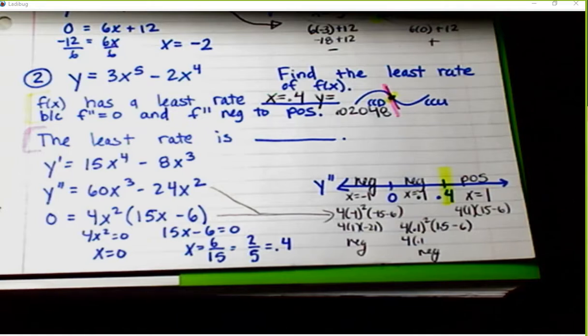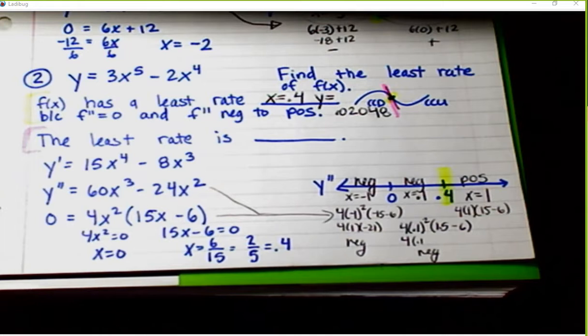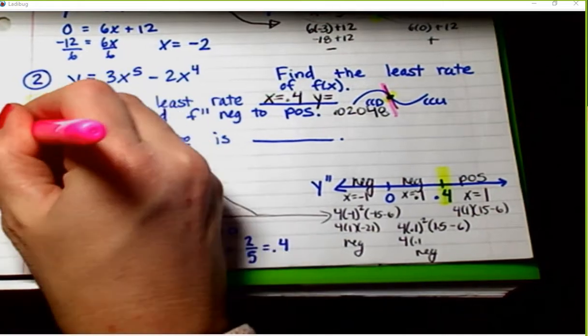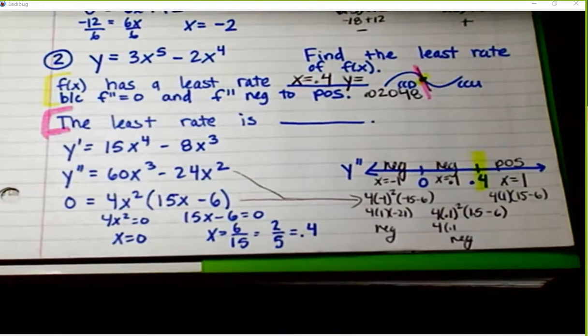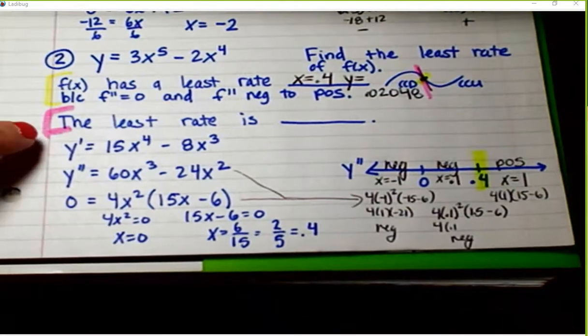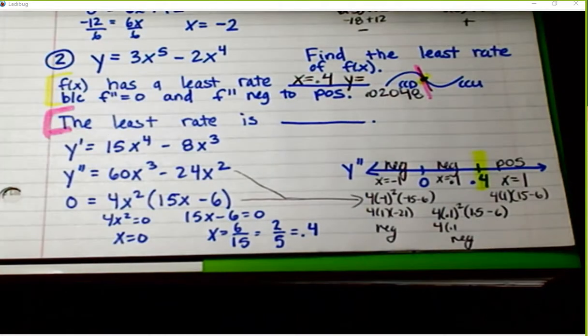Okay. Are you ready for the pink sentence? This one right here. Here we go. All right. There it is. The least rate. What is the rate at that spot?